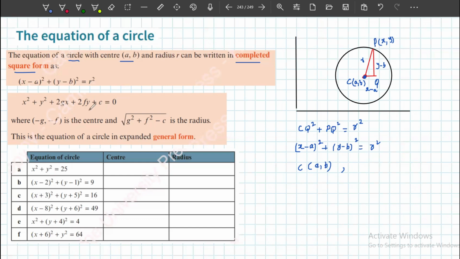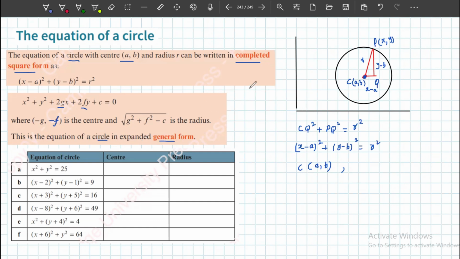And the general equation of a circle is x squared plus y squared plus 2gx plus 2fy plus c equals 0. In this situation, we can say that minus g, minus f is the center, and the square root of g squared plus f squared minus c is the radius. So this is the equation of a circle in expanded or general form.